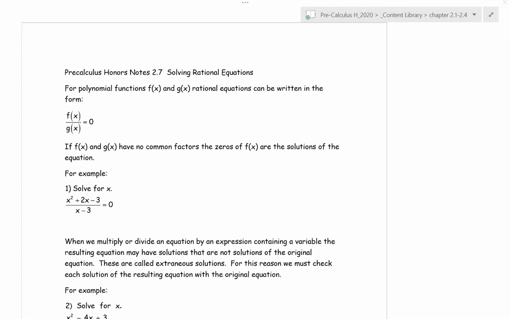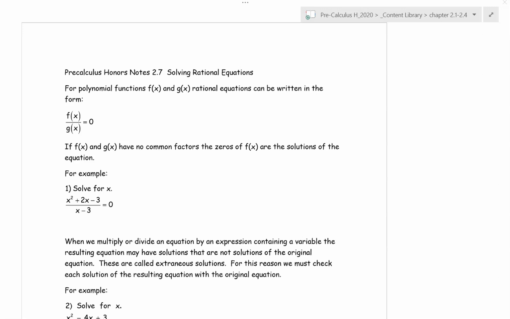Okay, so these are notes for Pre-Calculus Honors 2.7, Solving Rational Equations. For polynomial functions f of x and g of x, rational equations can be written in the form of f of x divided by g of x equals 0. If f of x and g of x have no common factors, the zeros of f of x are the solutions of the equation. So, for example, take a look at number 1.